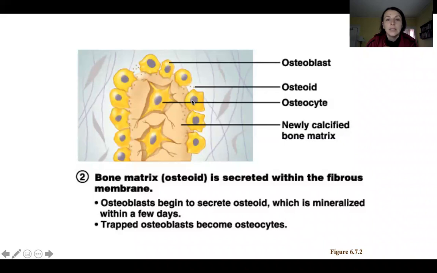So what we see here are the osteoblasts secreting the osteoid. The osteoid signals the attraction of the mineral deposit, which builds that bone. So we have that here. Inside, we have a trapped osteoblast, which then becomes an osteocyte. Okay, because it's living within the bone cell now, it's mature, and it is within that lacuna.